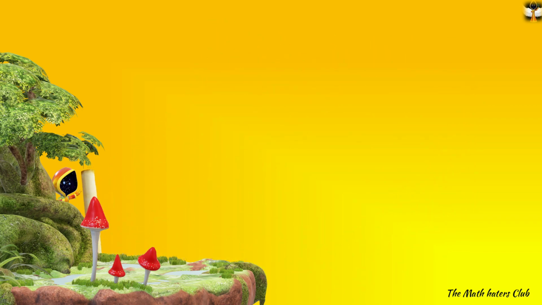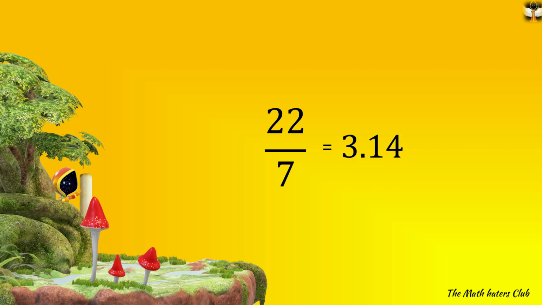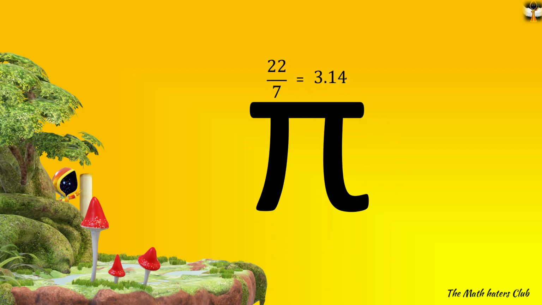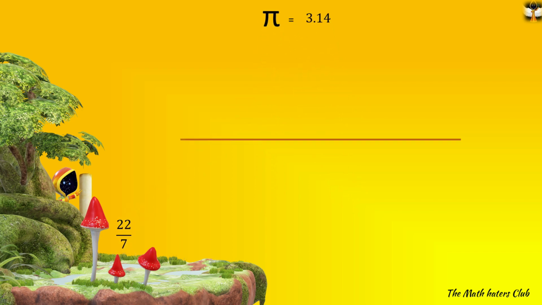What is 22 by 7? 22 by 7 is 3.14, and this 3.14 is called pi. This is the unanswered question in science. In school time we have seen 22 by 7 and pi is equal to 3.14. Let us see something brief about it. What is actually pi and how was it determined?